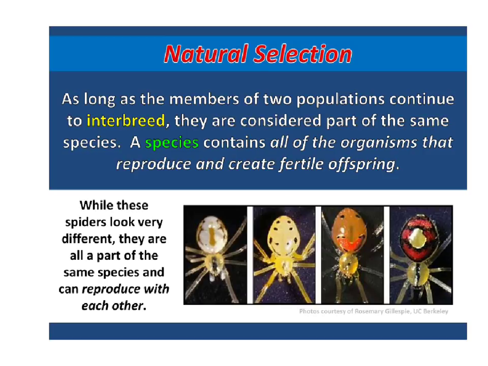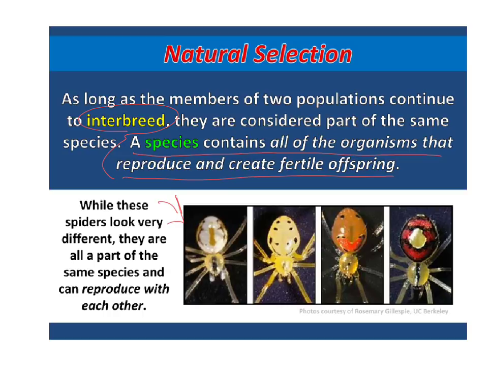As long as the members of two populations continue to interbreed, they're considered part of the same species. A species contains all of the organisms that reproduce and create fertile offspring. So the reproduction there goes back to this word interbreeding. So take a look at these pictures here. While the spiders down there look very different, they are actually all part of the same species and they can reproduce with one another. So it's not just appearance.